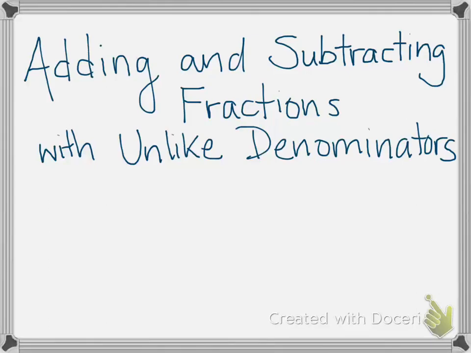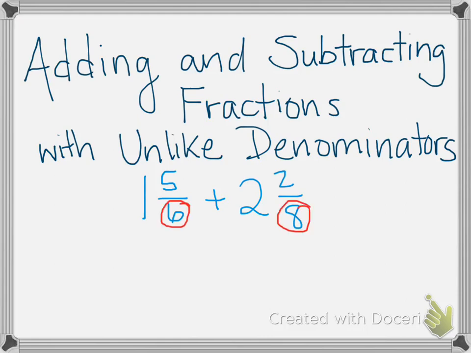This is Miss Battle, and today we're going to talk about adding and subtracting fractions with unlike denominators. The example we're going to look at is 1 and 5/6 plus 2 and 2/8. 1 and 5/6 and 2 and 2/8 are mixed numbers because they have a whole number out front and a fraction behind them. The reason that we call this adding and subtracting fractions with unlike denominators is because if you look at the denominators 6 and 8, they are not like one another. They are different from one another.